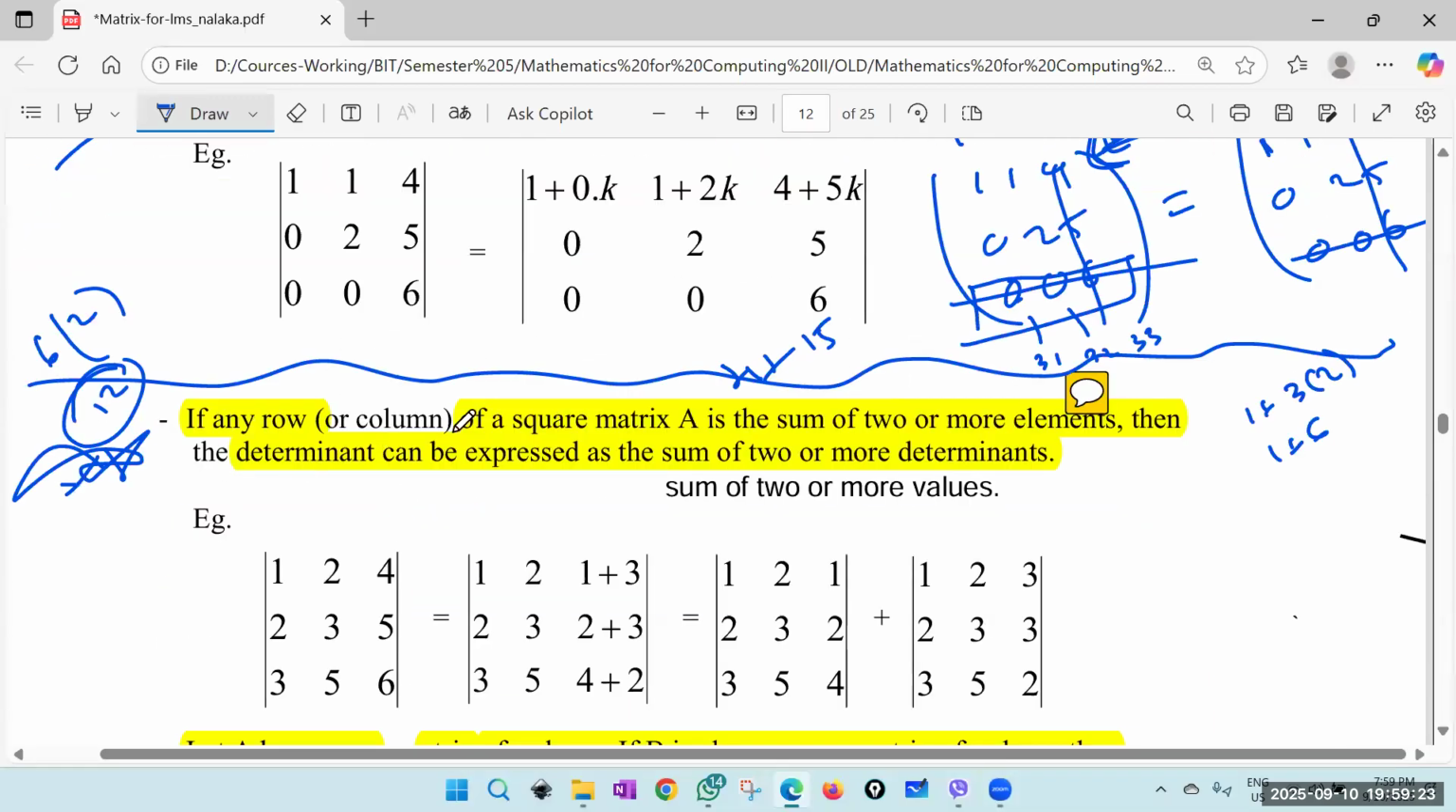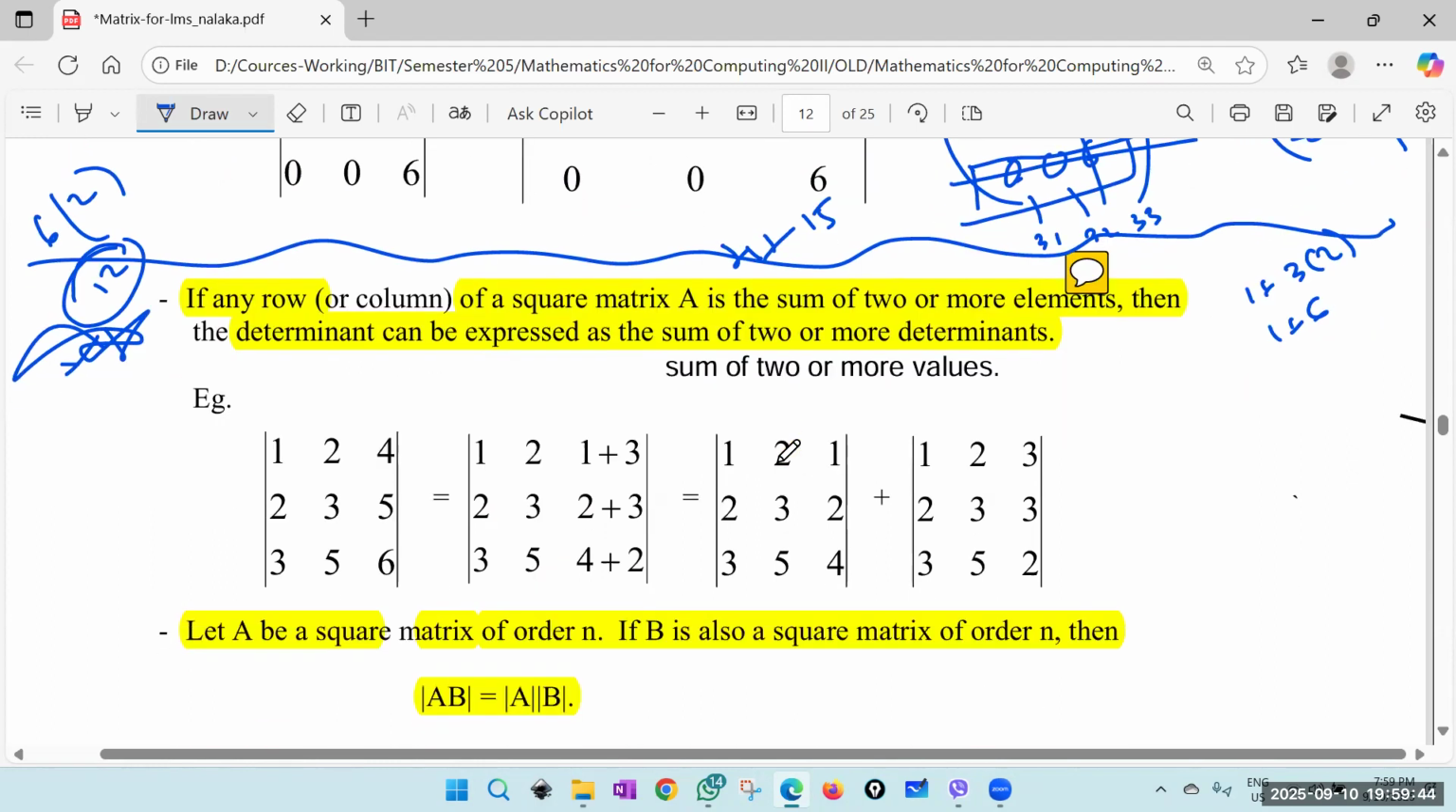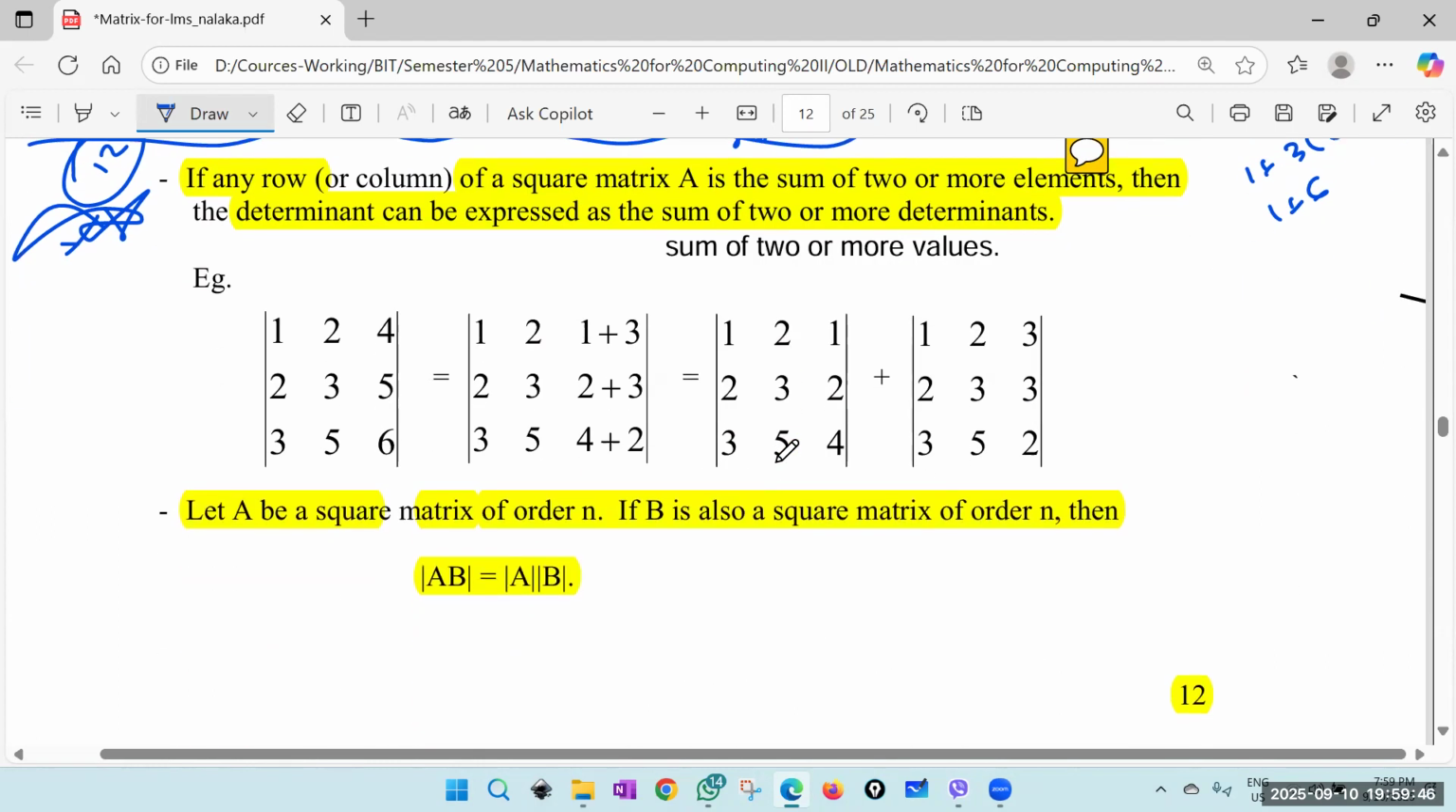If any row or column of a square matrix A is the sum of two or more elements, then the determinant can be expressed as the sum of two or more determinants. So this is a very straightforward property. Sum of any row, any column, right?